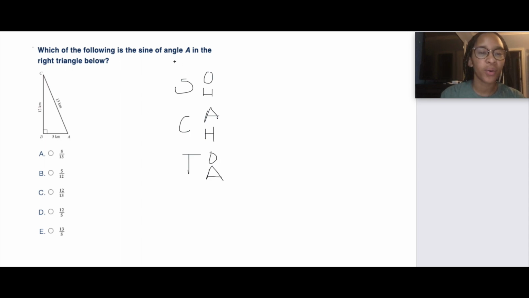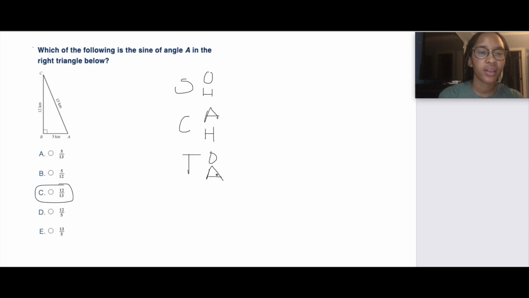So we want to know the sine of angle A in the right triangle below. Sine is going to be opposite, which is going to be BC. BC is the opposite side of A over the hypotenuse of the triangle, and the hypotenuse of the triangle is going to be 13. So that means the sine of angle A is going to be 12 over 13, C.